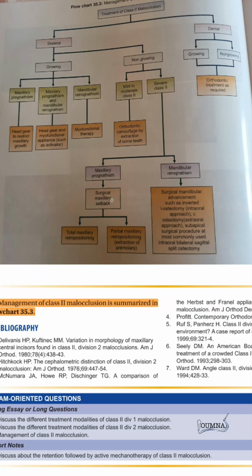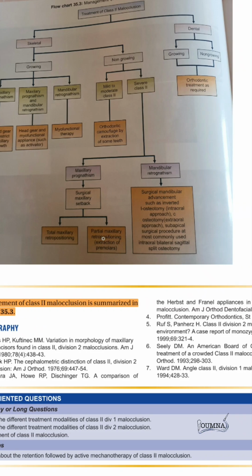In the maxillary surgery, it can be only surgery, or it can be a combination between surgical approach and extraction of the premolar and do an orthodontic treatment. Here, for the mandibular retrognathism, the surgical approach can be intraoral or extraoral, but the most commonly used one is the intraoral bilateral sagittal split osteotomy.